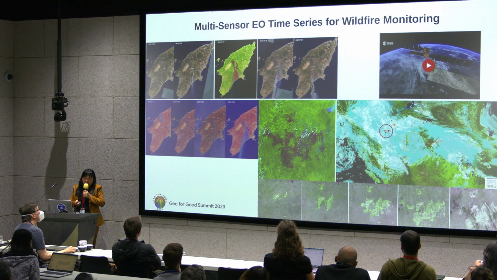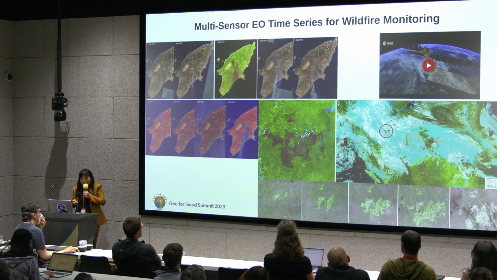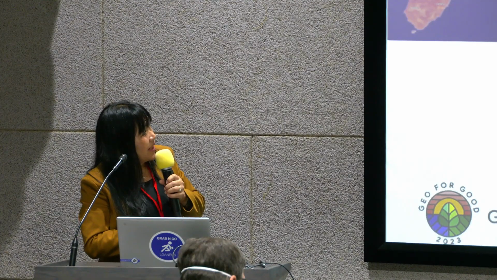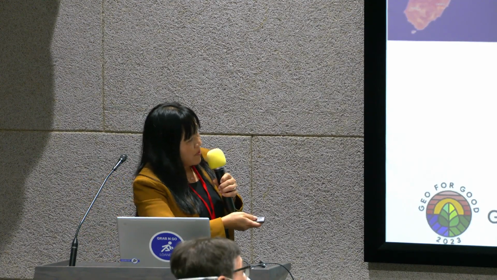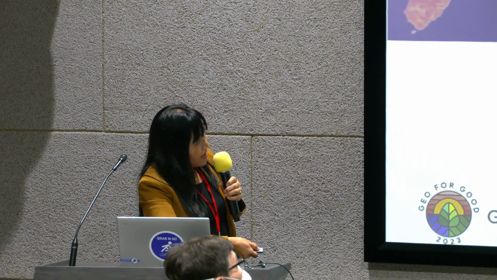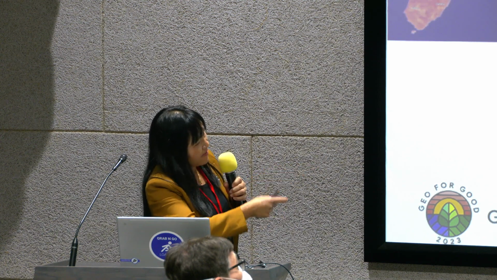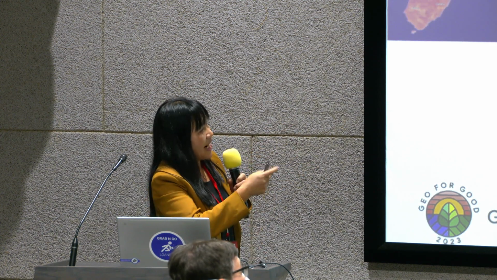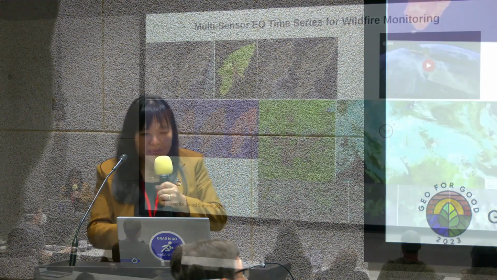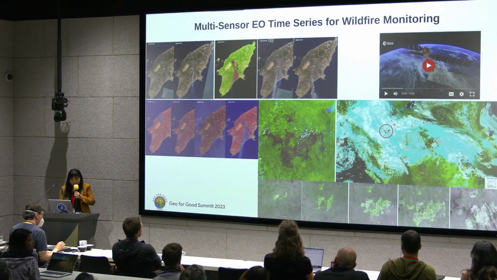There are many multi-sensor satellite images from Planet to Sentinel-2, VIIRS, MODIS, and also radar satellites, Sentinel-1, RCM from Canada. So those radar images in particular, you can see that it can detect fires even if it's cloudy. So there are many possibilities for monitoring.